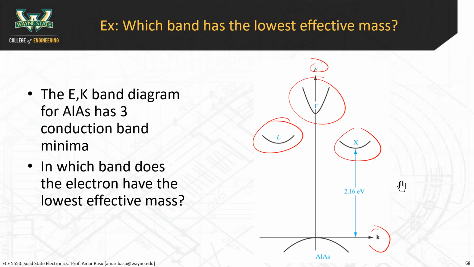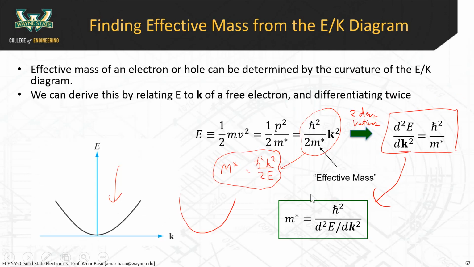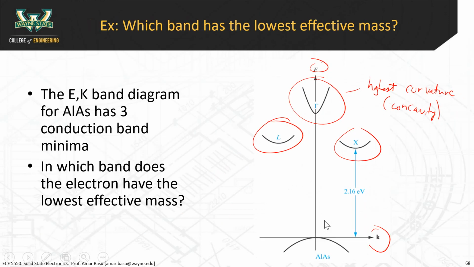Why is that? This has the highest curvature or concavity. So since it has the highest concavity, a large concavity, a large numerator here, will cause the effective mass to go down. So just by looking at the band diagram, you can tell what the electron's effective mass is.